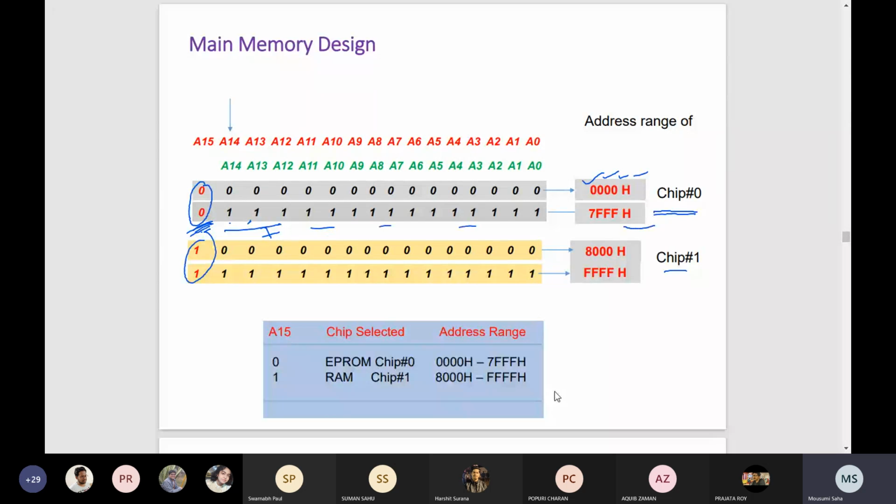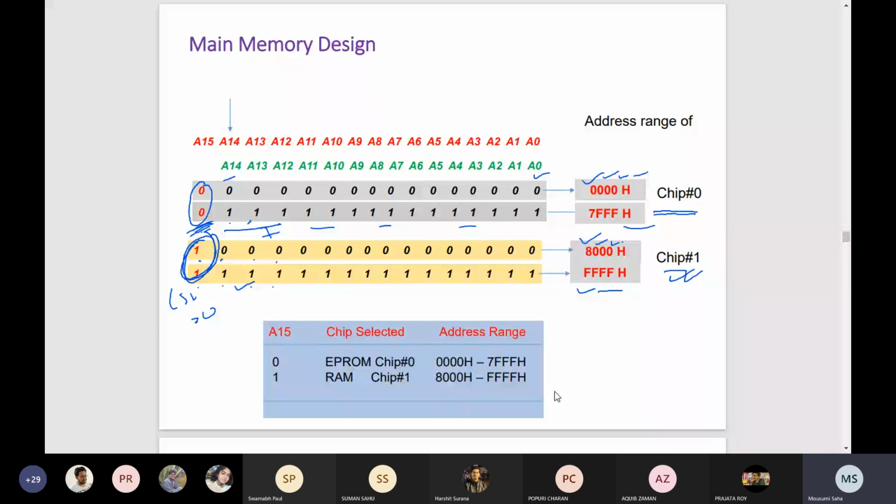so 7FFFH. Now for the second chip, A15 is 1, at that moment CS2 will be 0, so this second chip will be selected. The starting address will be 1000, that means 8, all others are 0, so 8000H, and all will be 1. So A0 to A14 will be 1. At that moment, 1 1 1 1 means F, all are 1, so obviously all will be FFFFH.